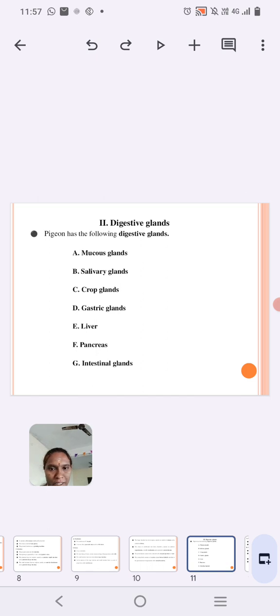Then the second part is the digestive glands. Pigeon has the following digestive glands: mucus glands, salivary glands, crop glands, gastric glands, liver, pancreas, and intestinal glands. These glands secrete some compounds which help in the further digestion of food material.